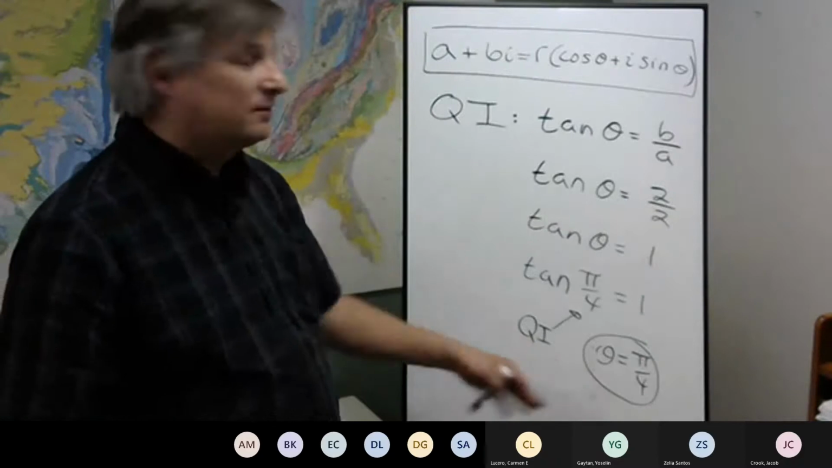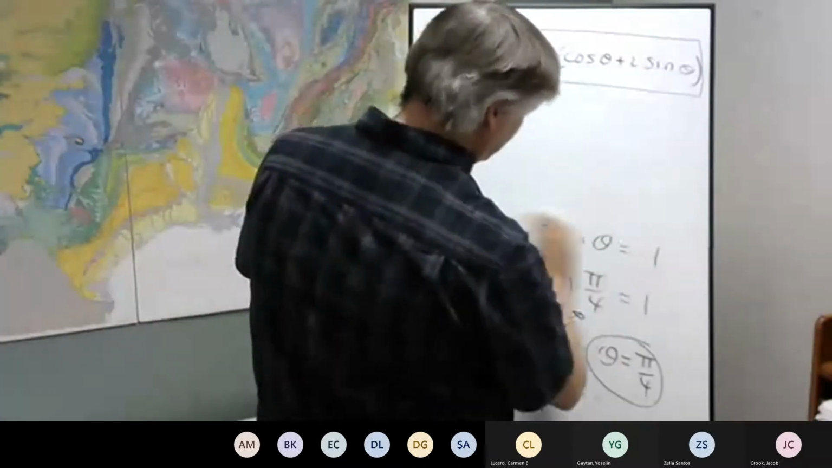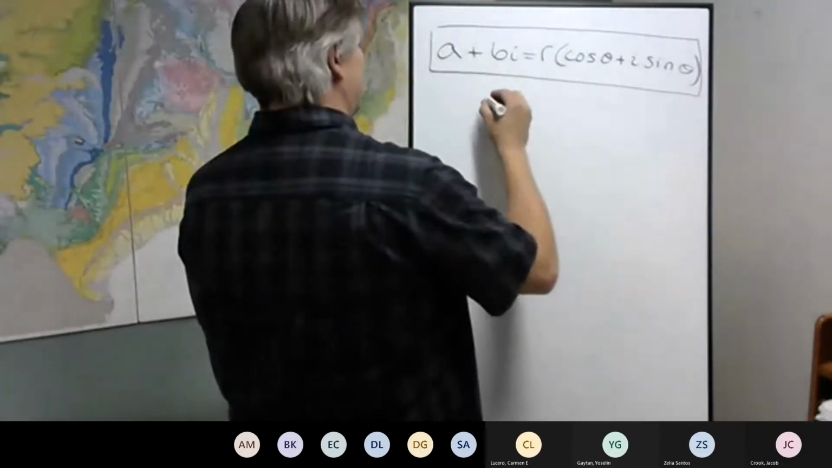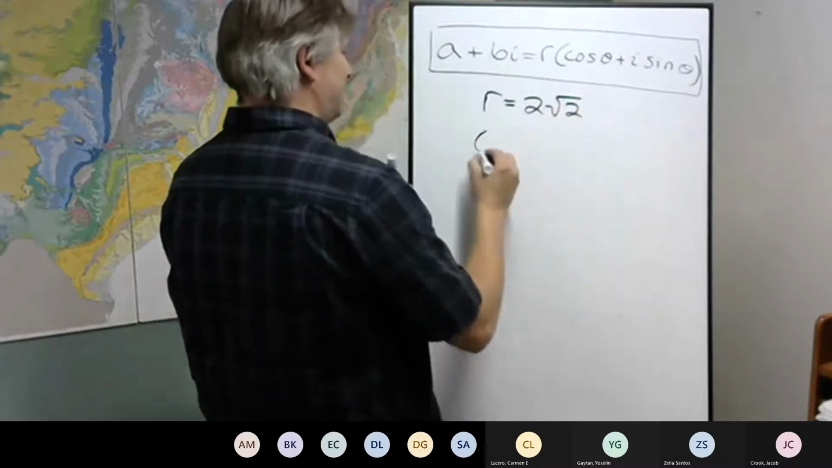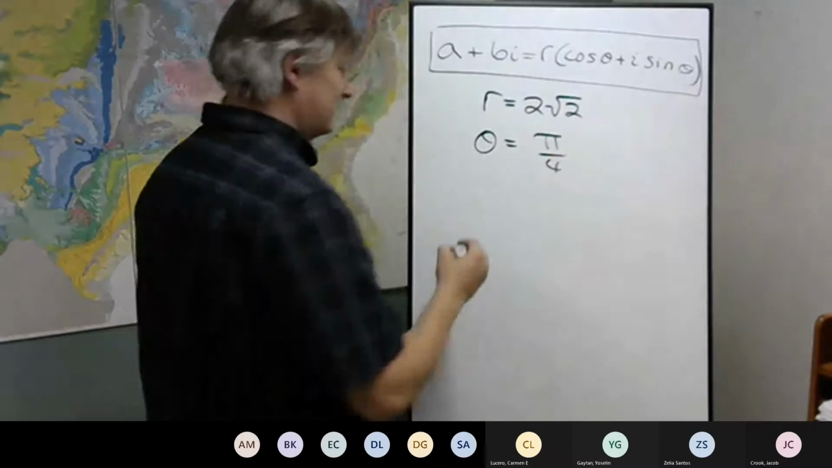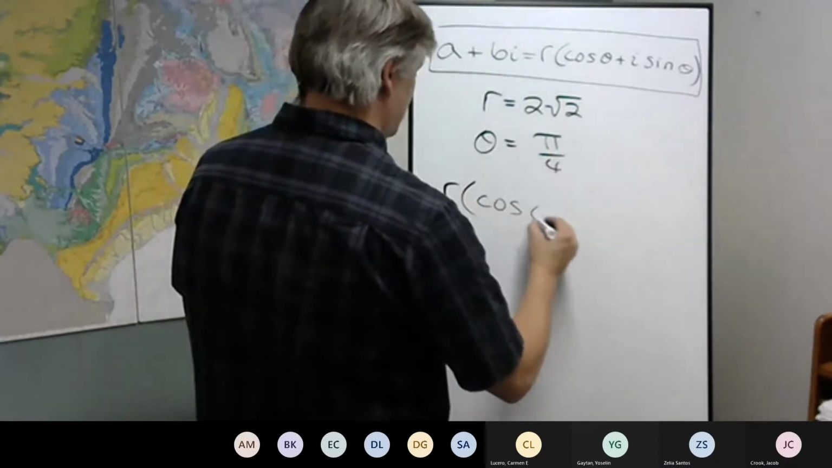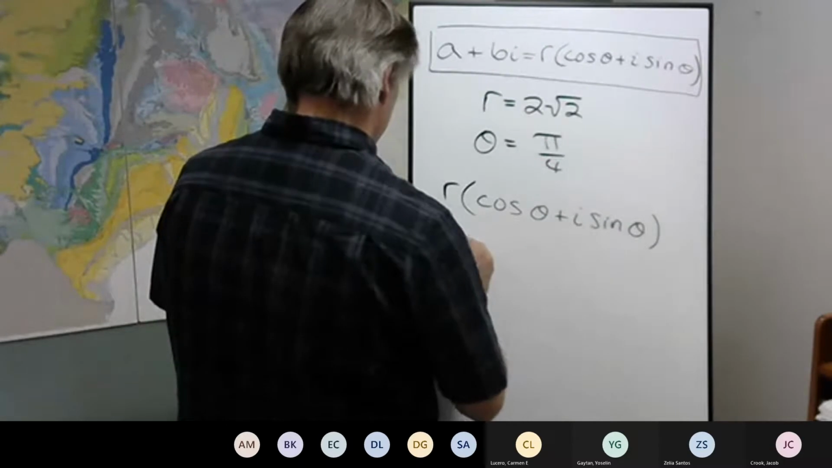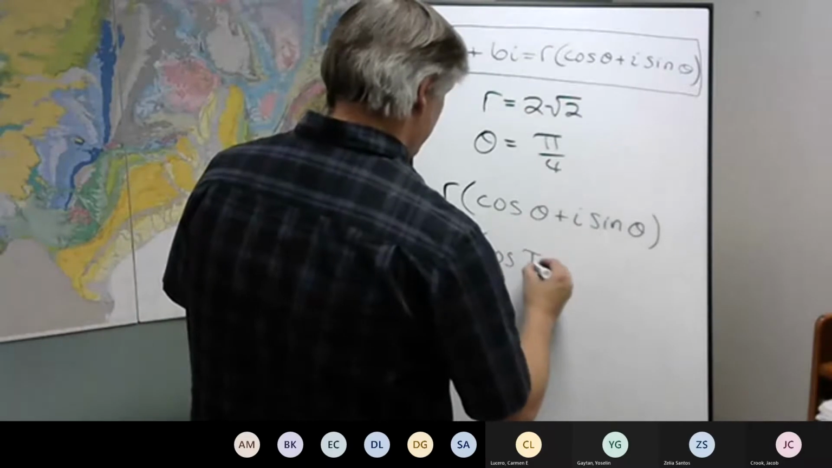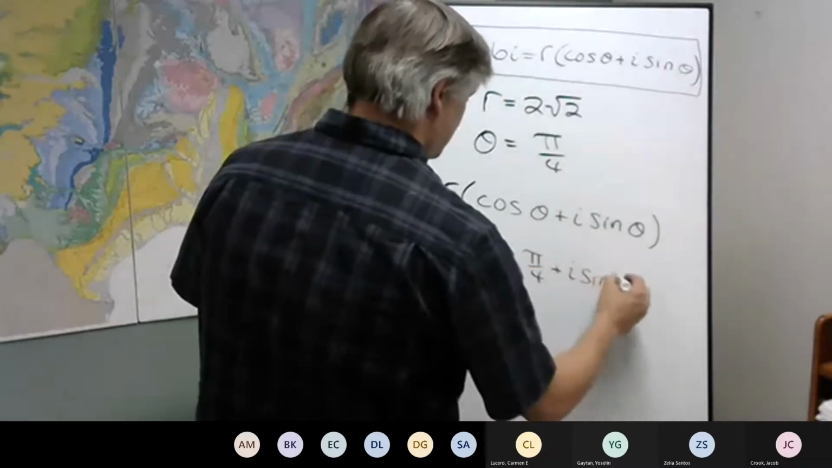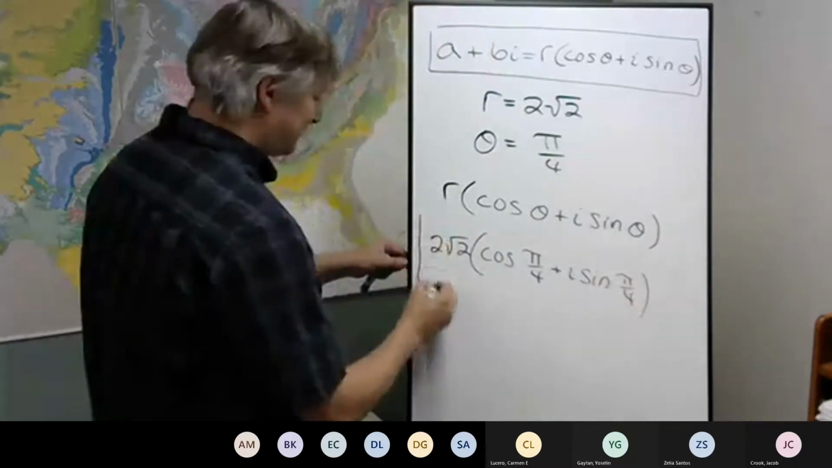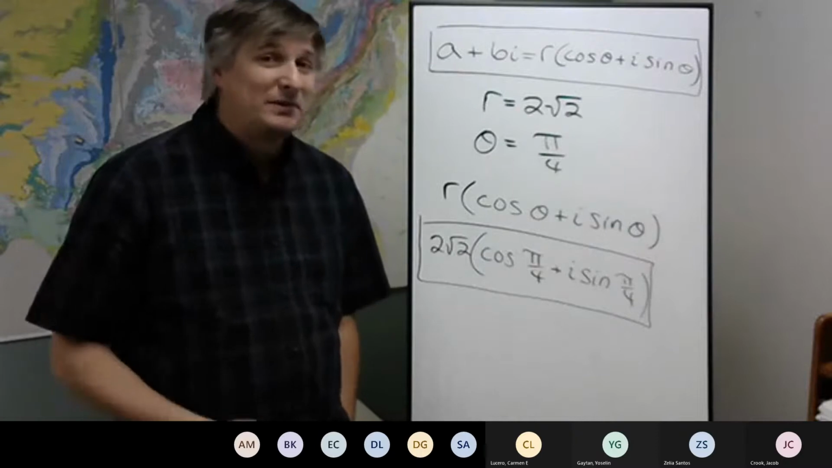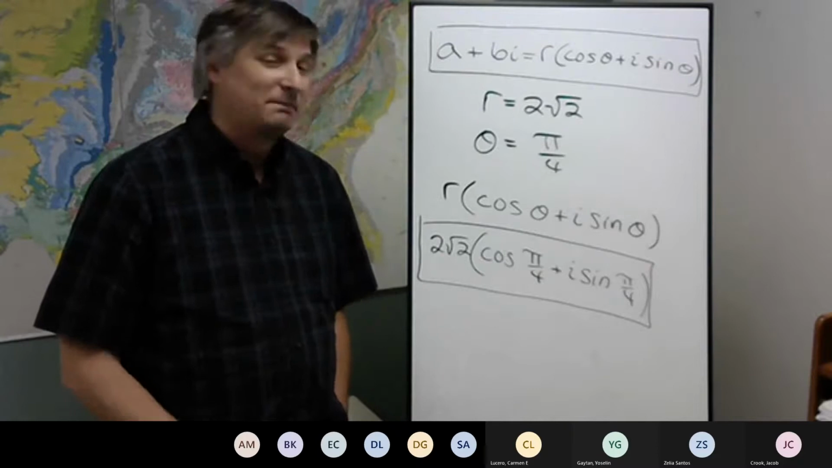All right. So we have theta and we have r. So that means r is 2 radical 2, theta is pi over 4. So r cosine theta plus i sine theta, well, this will become 2 root 2 times cosine pi over 4 plus i sine pi over 4. And that's going to be our answer. Questions about that? All right.